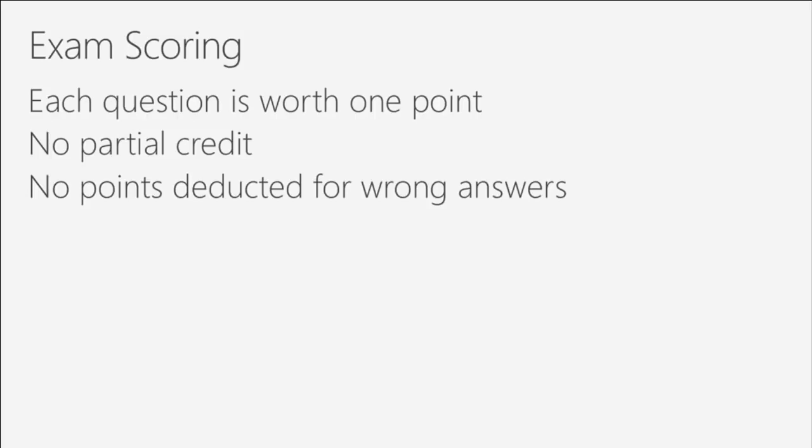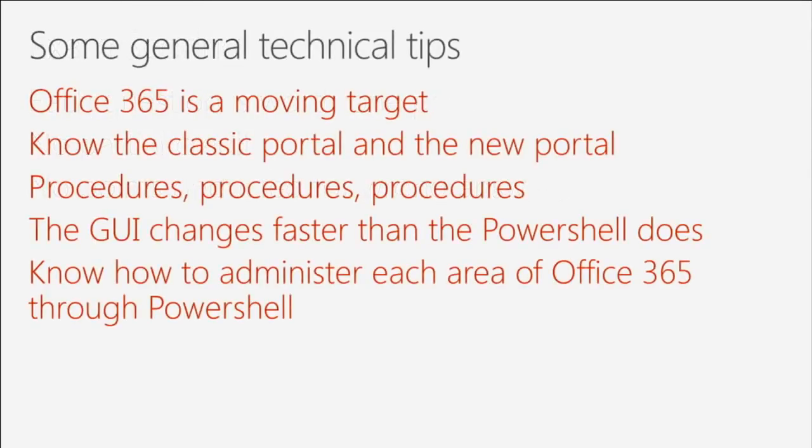Each question is worth 1 point. There's no partial credit, so if you got A and B right but didn't get C right, then the answer is wrong. There are also no points deducted for incorrect answers.